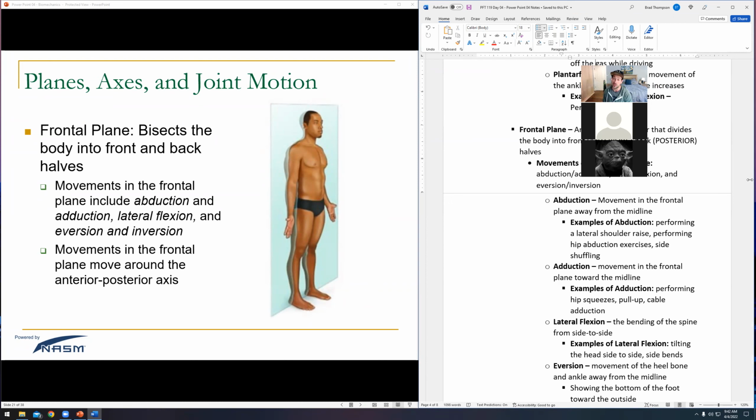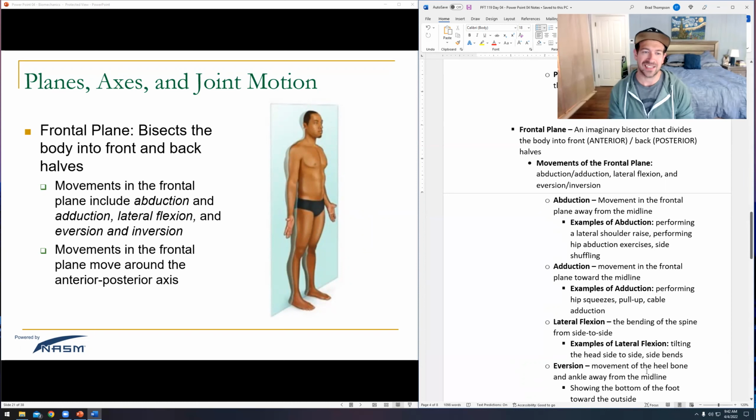Let's do our next plane. We've got the frontal plane. This is going to divide us into an anterior and posterior side. These are our side-to-side movements. So the frontal plane bisects the body into front and back halves. You have a couple of extra movements here. You are going to have abduction and you are going to have adduction.